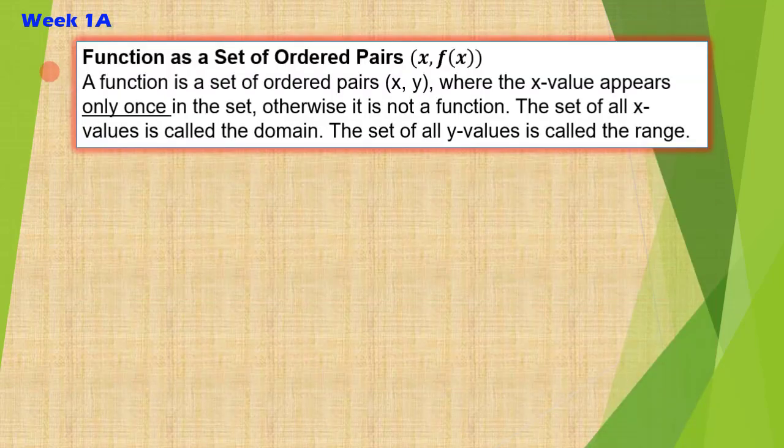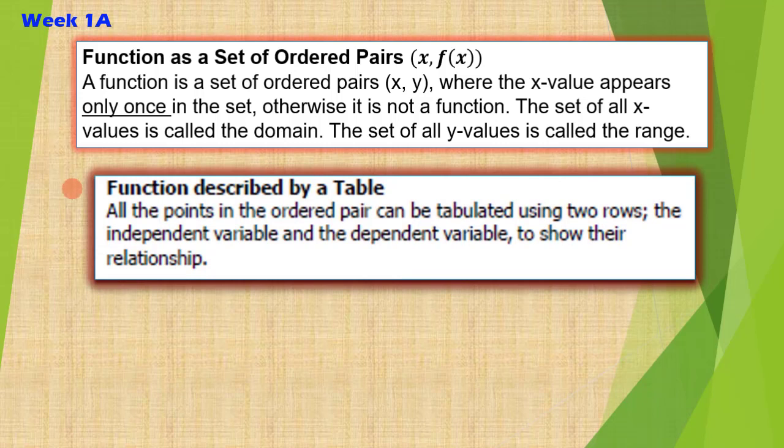Function as a set of ordered pairs, x, f of x. A function is a set of ordered pairs x, y, where the x value appears only once in the set. Otherwise, it is not a function. The set of all x values is called the domain. The set of all y values is called the range.